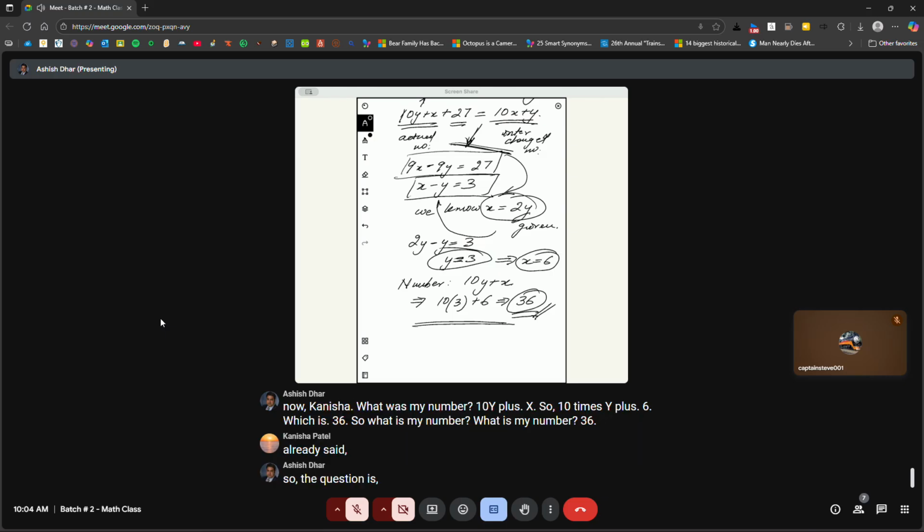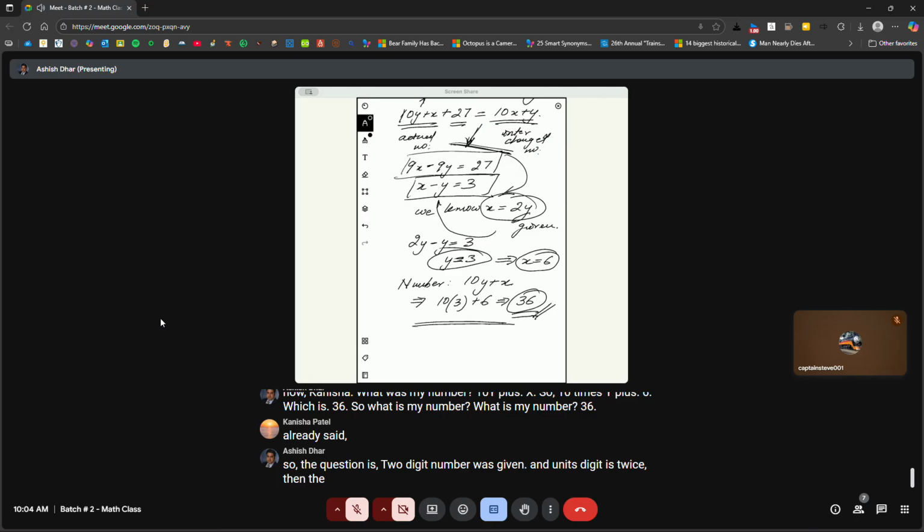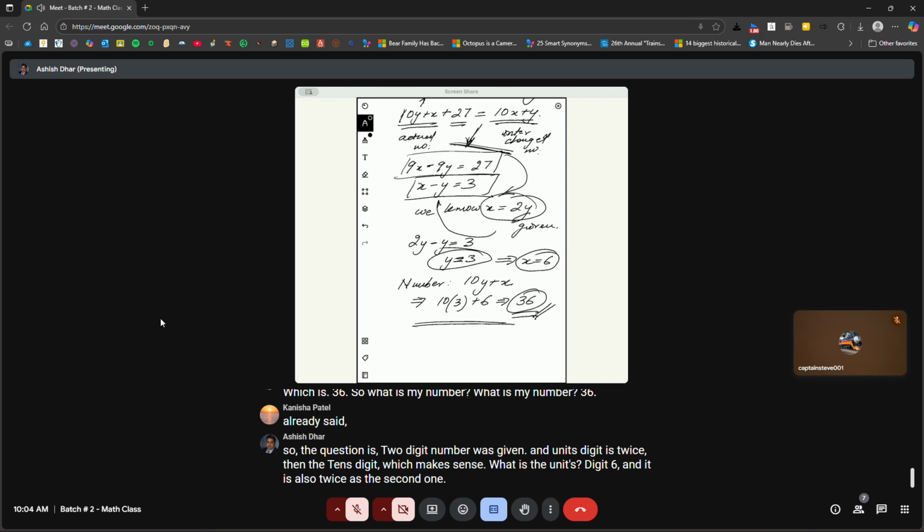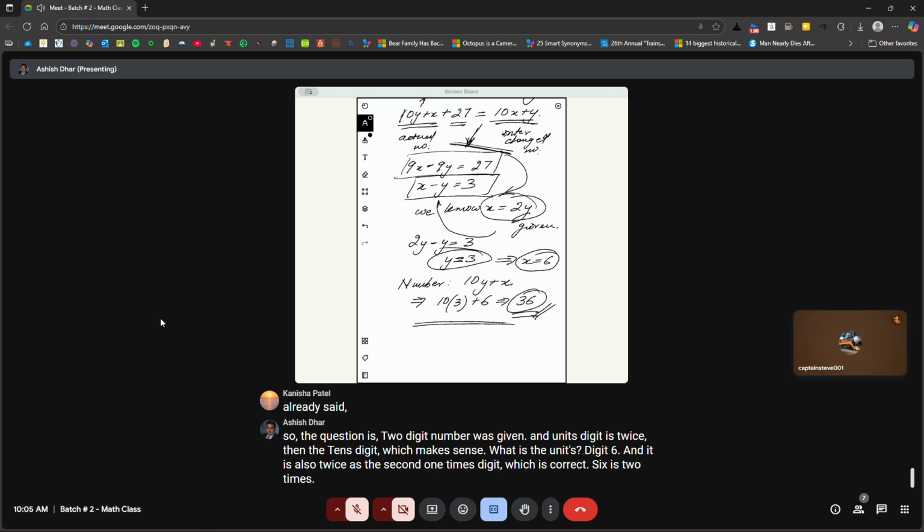So the question is, a two-digit number was given and the units digit is twice the tens digit, which makes sense. What is the units digit? 6. And it is also twice the tens digit, which is correct. 6 is 2 times 3. So you use those conditions to build an equation and find the number.